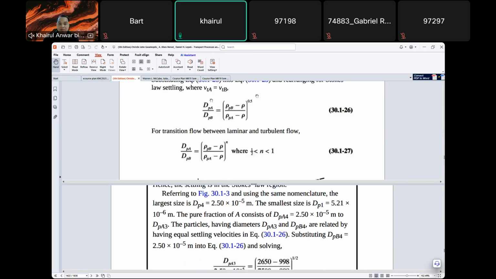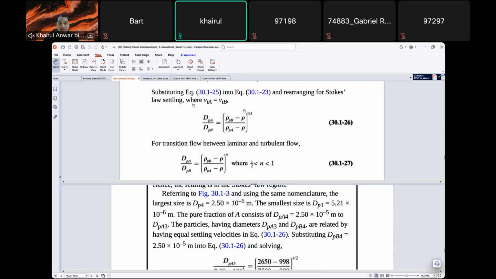Equation 30.1-26: dpa over dpb equals rho pb minus rho over rho pa minus rho, to the power of 0.5. When can you use this equation? When you have confirmed the Reynolds number is in the laminar region, so the value of NRe is less than 1. Then we can use this. Otherwise, we use the other equation.